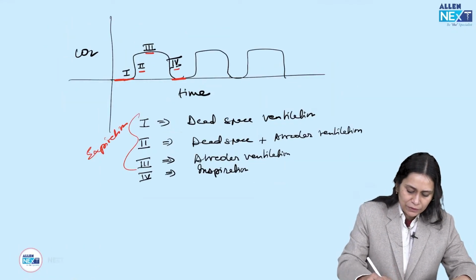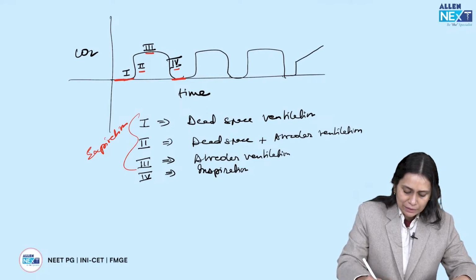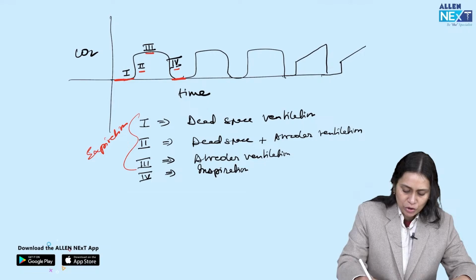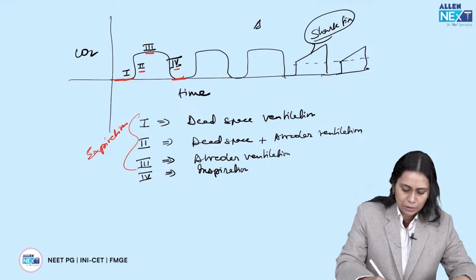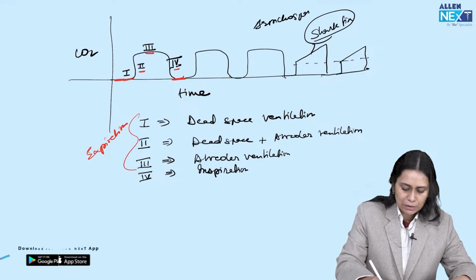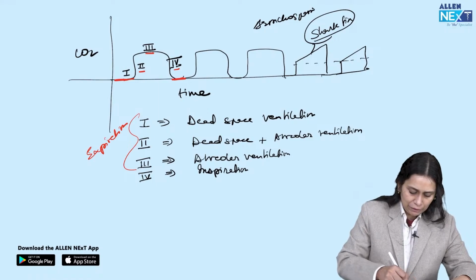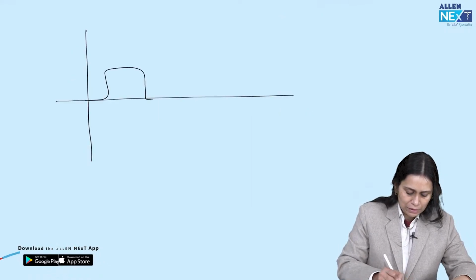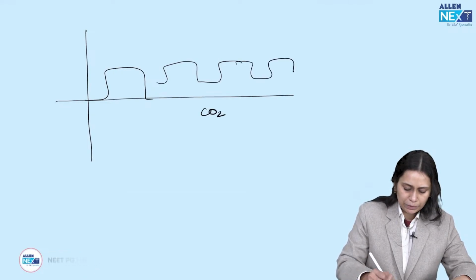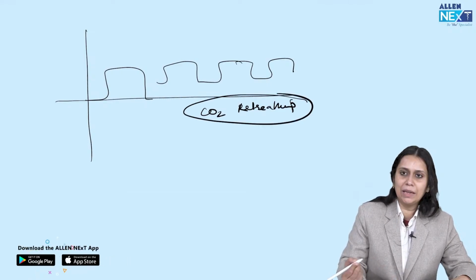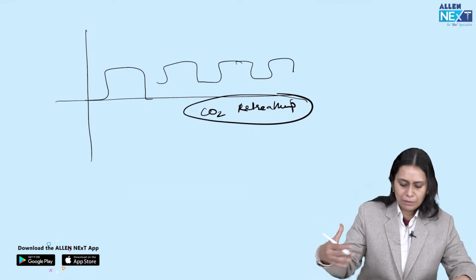Now, if the shape of the graph changes, this is the shark fin pattern, and this is of bronchospasm. If the baseline gets elevated, this is CO2 rebreathing. This is carbon dioxide rebreathing, and this happens when expiratory and inspiratory gas mixes.